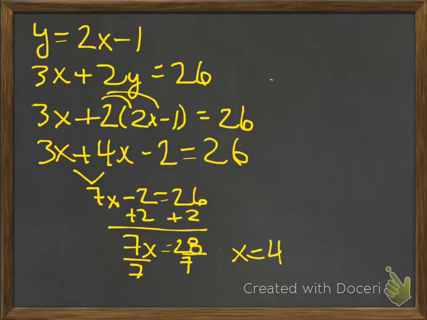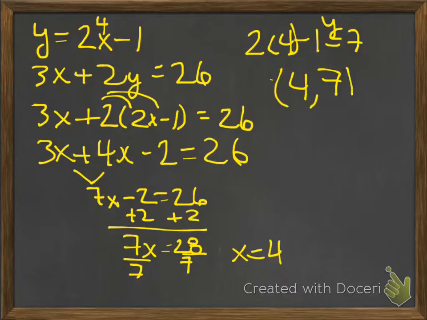Then you put the 4 in place of the x: 2 times 4 equals 8, minus 1, and that gives me 7. So y is equal to 7. The solution is 4 comma 7. So again, what we did there was substitute the 2x minus 1 in place of the y, then distribute, 2 times 2x, 2 times 1, then combine like terms, add or subtract, in this case add, then divide, and you've got your x. Substitute back in, some quick arithmetic, and you've got your y.